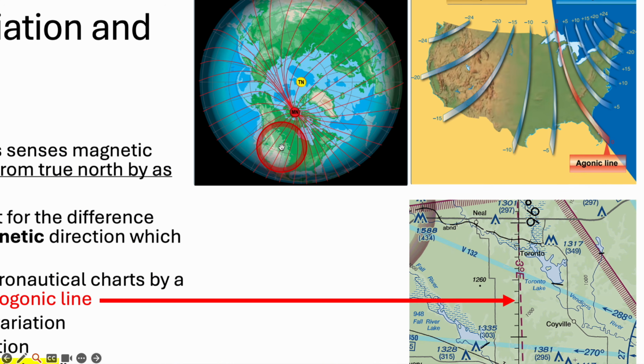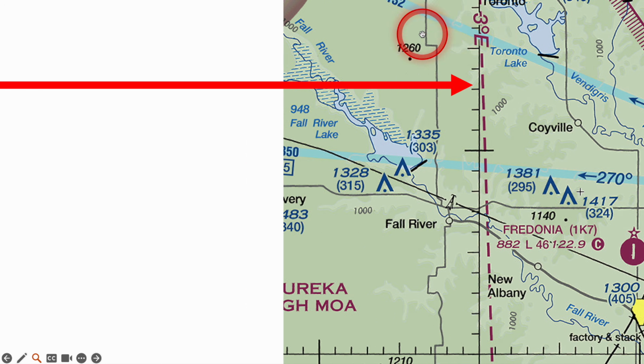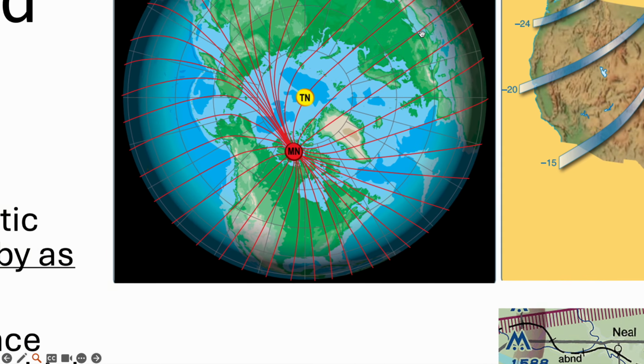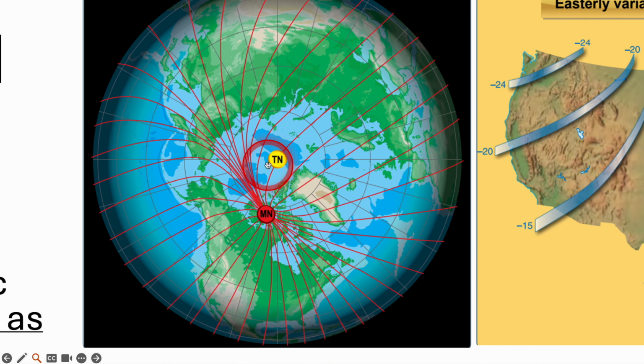So you'll notice, at least in the western half of the US, these lines will say east on it, which is kind of confusing because we're in the western hemisphere, but the reason for that is because these red lines are pointing towards the east of true north. So we need to make that correction in order for our flight planning to work correctly.